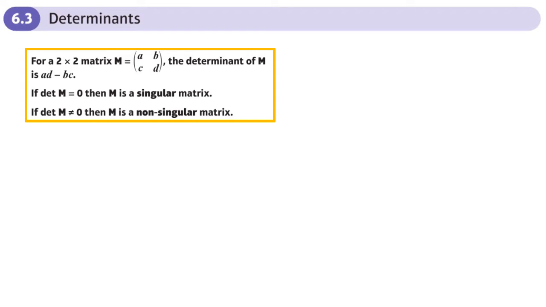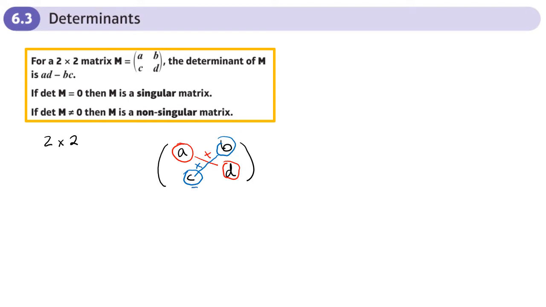Now, for a 2 by 2 matrix, where I've got these elements, let's call them A, B, C, and D, so it's a square matrix, 2 by 2. If I want to find the determinant of that matrix, then I do A times D, so I multiply those two together, and then I subtract B times C.